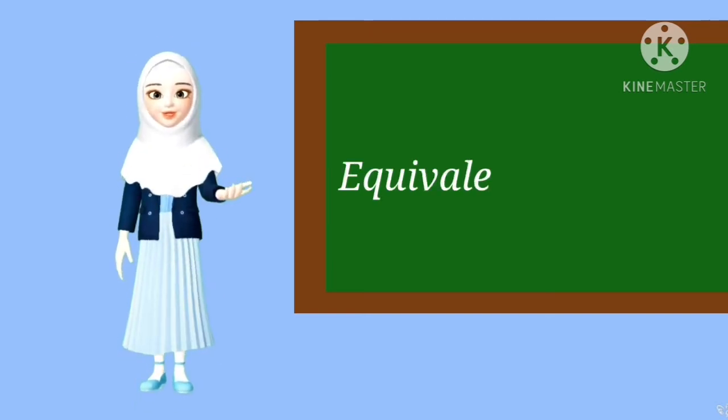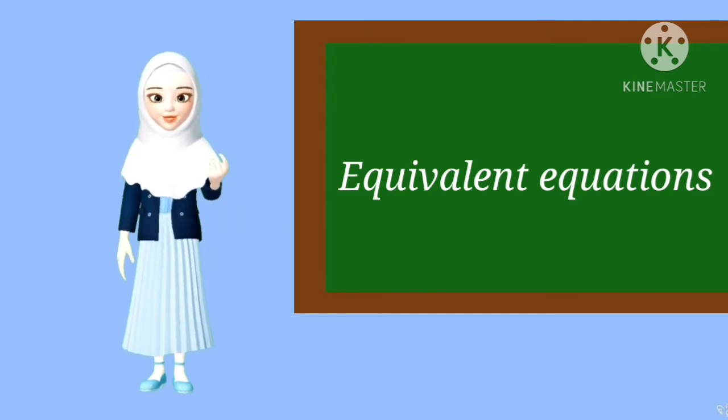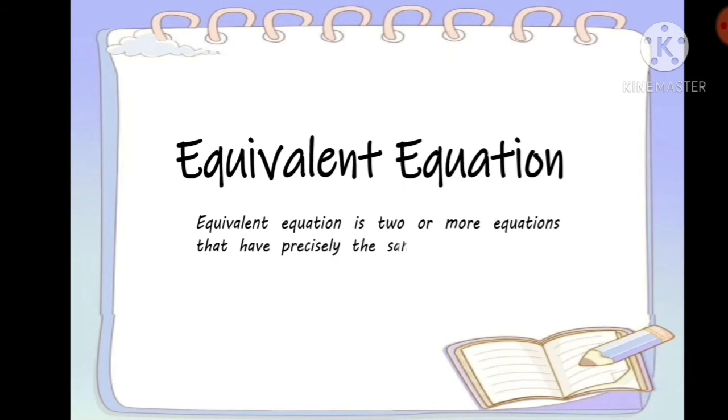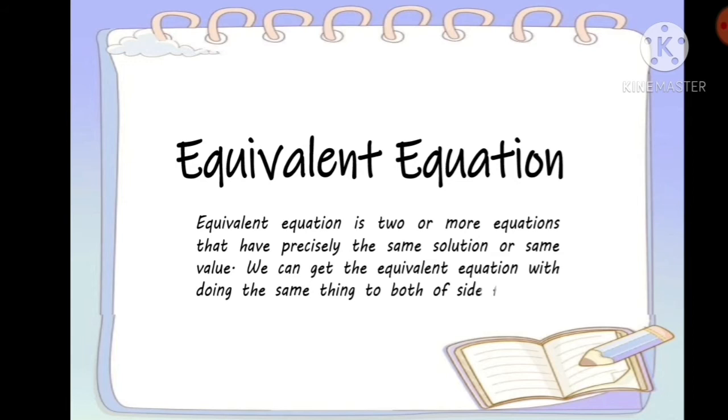For the first, equivalent equations. What are equivalent equations? Equivalent equations are two or more equations that have precisely the same solution or the same value. We can get an equivalent equation by doing the same thing to both sides of the equation.